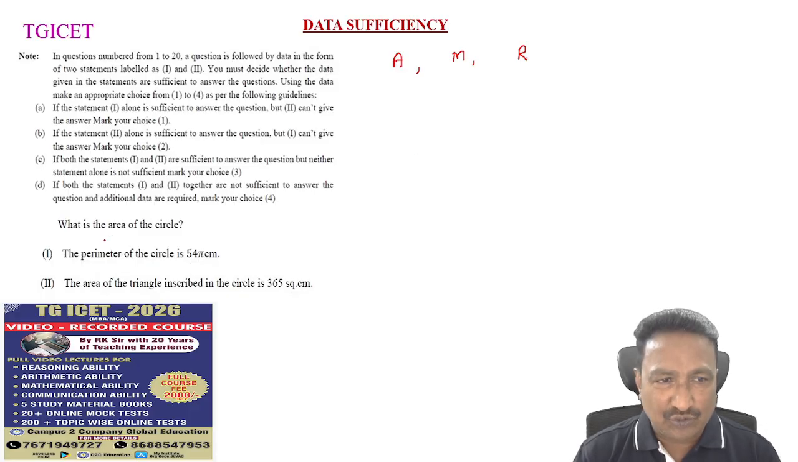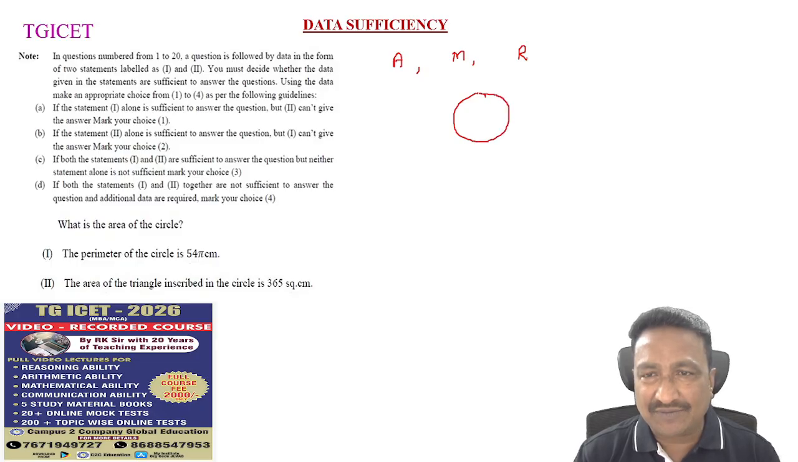Now look at the first question. What is the area of a circle? So we have to draw the circle. We have to find out the area of the circle. According to our basics, the radius of a circle is denoted by small r.